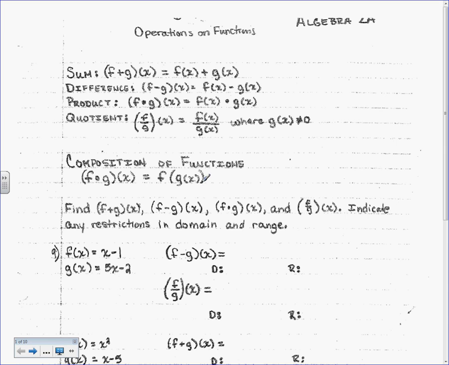Alright, so today we're on 6.1, operations on functions. If you look at the top here, what does the word sum mean? Addition. What does difference mean? Subtraction. Product, multiplication. Quotient, division. The idea is easy. You know how to add, subtract, multiply, and divide, right? So here's what's new about it.